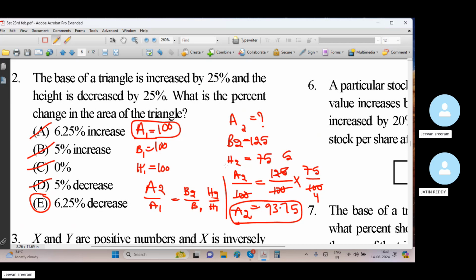Okay, so don't we have to subtract 93.75 out of 100? Yes. This is the A2 after the reduction of height and increase of base. So the area has actually reduced from 100 to 93.75. So 6.25 decrease.